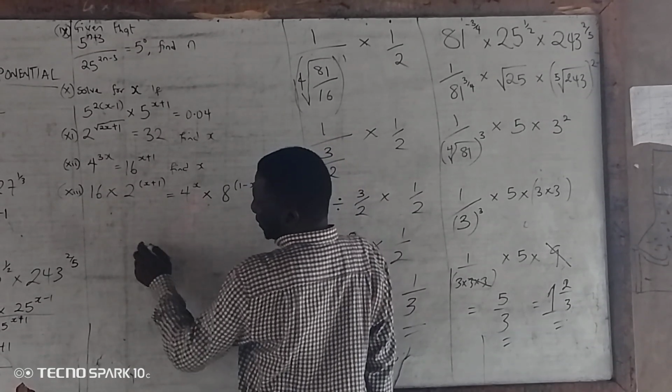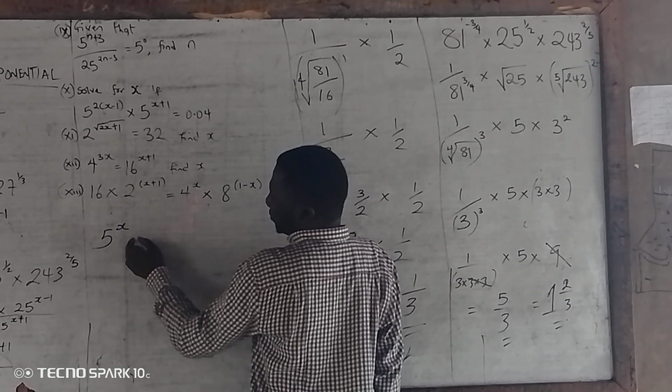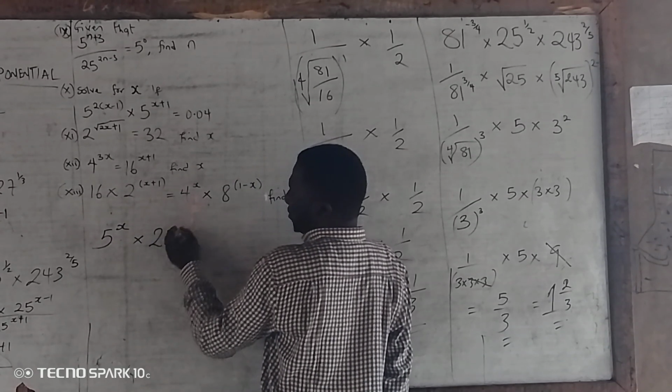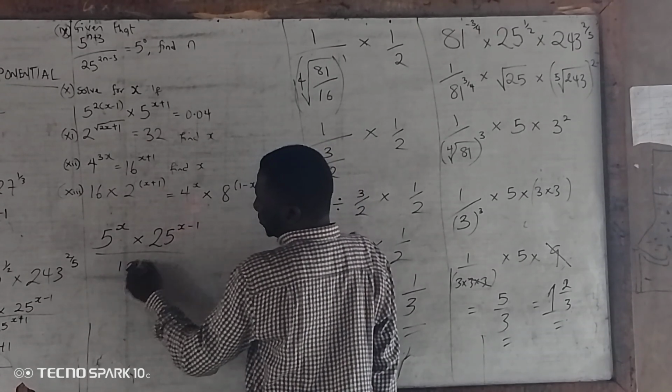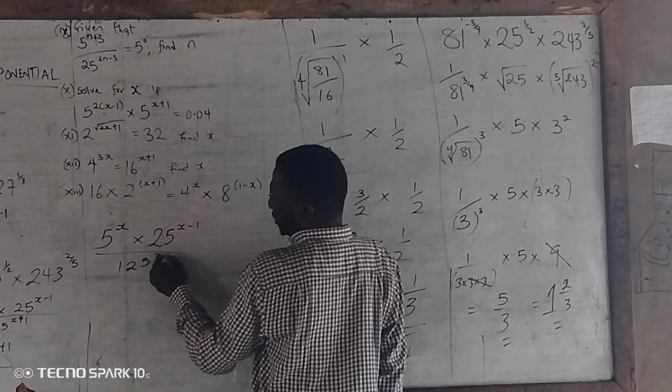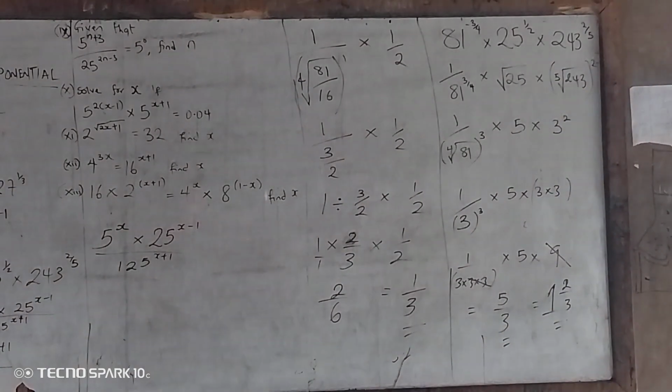Number 6 says that we should simplify 5 raised to the power x times 25 raised to the power x minus 1, over 125 raised to the power x plus 1. So that's the next question, the next expression we are simplifying. That's number 6.